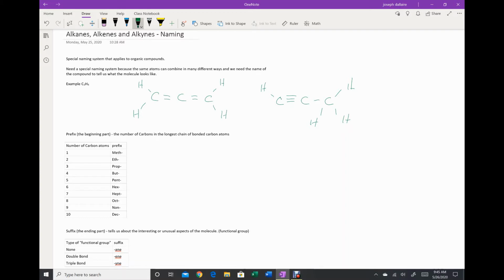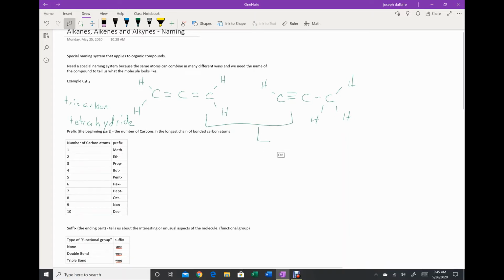for them. So simply calling this tricarbon tetrahydride, using our prefix naming system for two non-metals, isn't going to work. So we need something more substantial. These, by the way, when we have a molecule that has the same number of each type of atom but turns into a different molecule, these are called isomers.